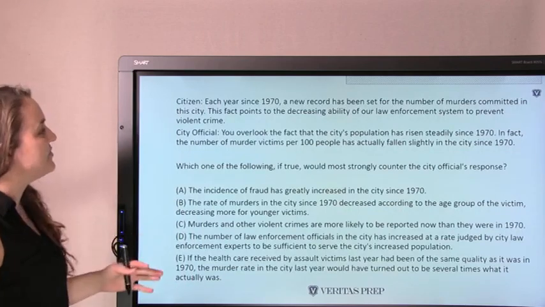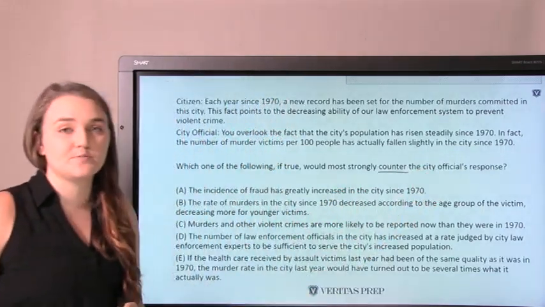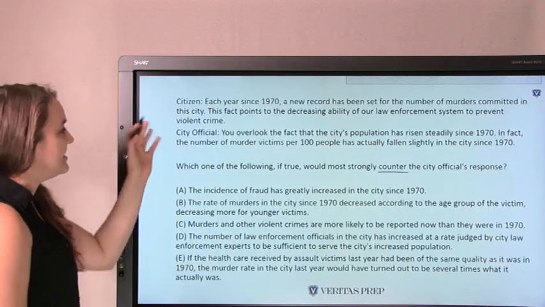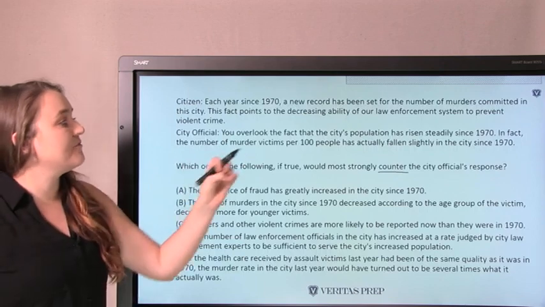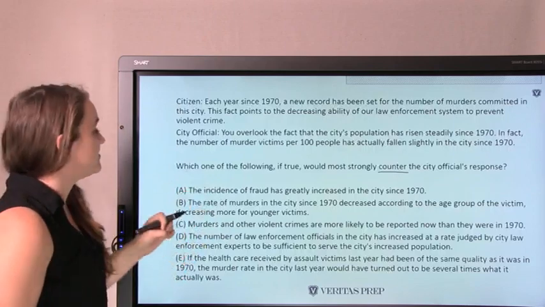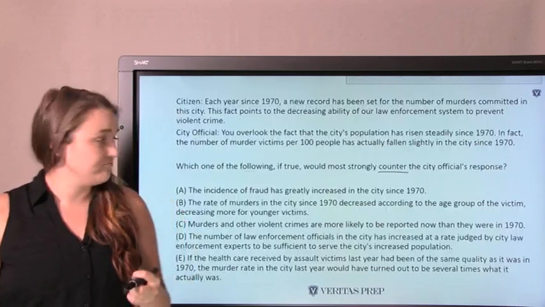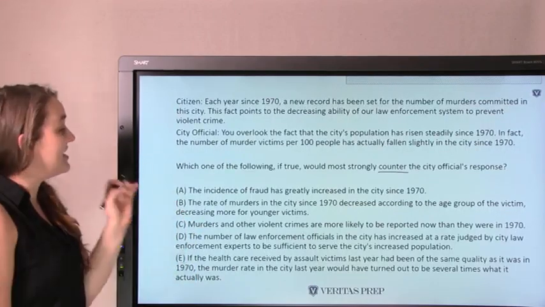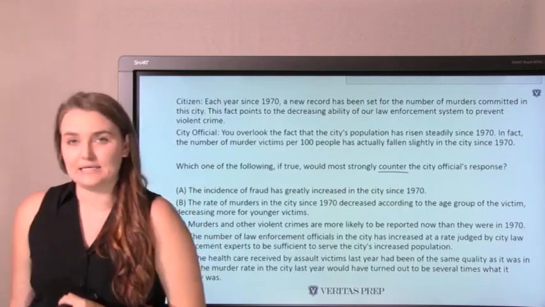So as we're moving through, we want to recognize which one of the following, if true, would most strongly counter the city official's response. We want to make sure we're countering the correct perspective here. We've got our citizen who tells us that each year since 1970, a new record has been set for the number of murders committed in this city. This fact points to the decreasing ability of our law enforcement system to prevent violent crime. And our city official responds, "You overlook the fact that the city's population has risen steadily since 1970. In fact, the number of murder victims per 100 people has actually fallen slightly."